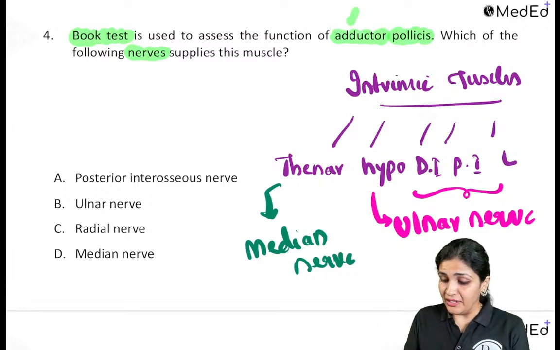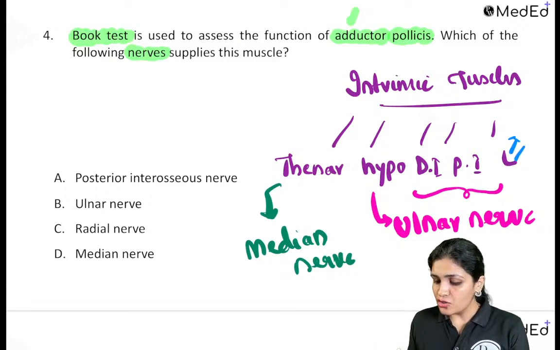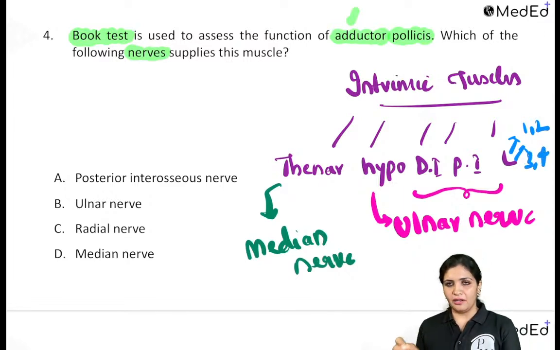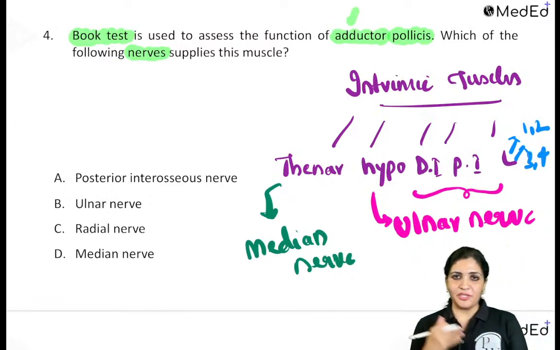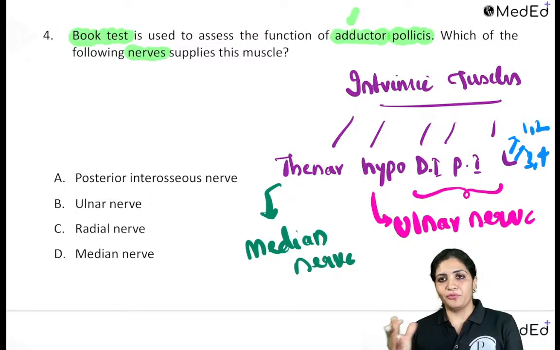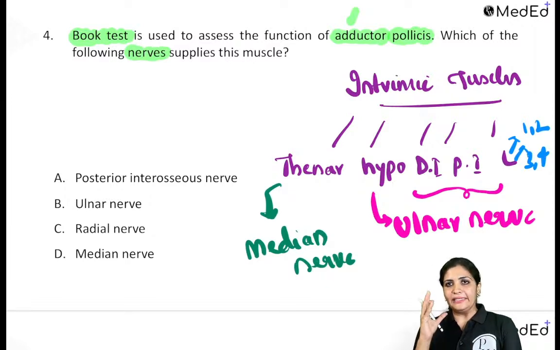And coming to the lumbricals, they have a shared supply. So 1 and 2 are supplied by your median nerve, 3 and 4 by your ulnar nerve. So 1 and 2, which are near your thumb, are by your median nerve, and 3 and 4, which are towards your little finger, are by your ulnar nerve. So this is how you remember the supply.